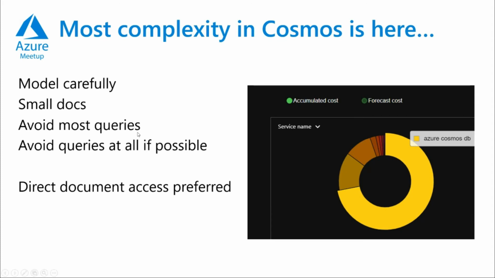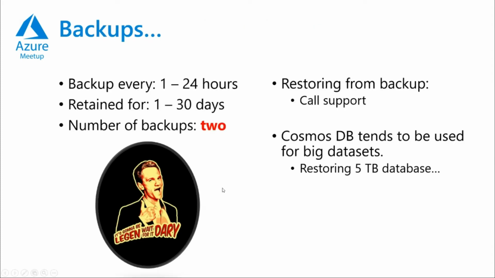Now, let's talk about some other aspects. Backups is something that you kind of need to have. My data is important. Cosmos gives you 2 backups. You can set up once every hour or up to once every 24 hours, and they can be retained for some amount of time. But you have 2 of them. So I'm not sure what the retention policy means in this case.